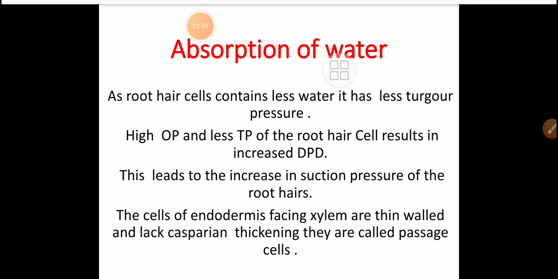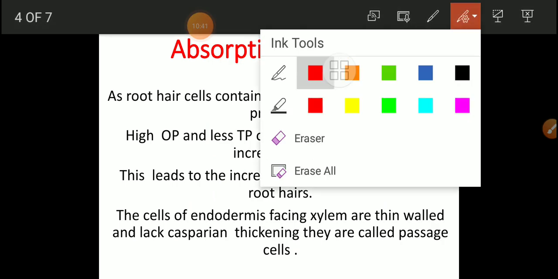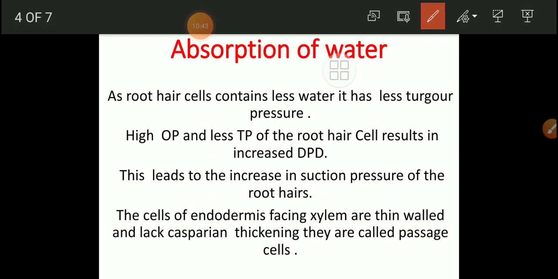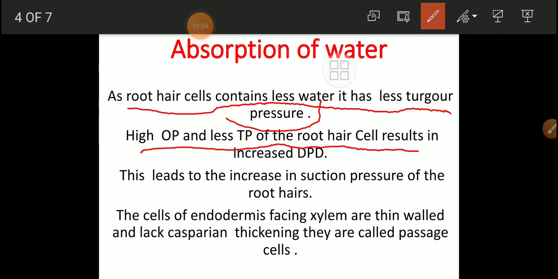Now, absorption of water. Again and again we have been learning the same things. As the root hair cells contain less water, they have less turgor pressure. Less water, less turgor pressure. High osmotic potential and less turgor pressure of the root hair cells result in increased diffusion pressure deficit.